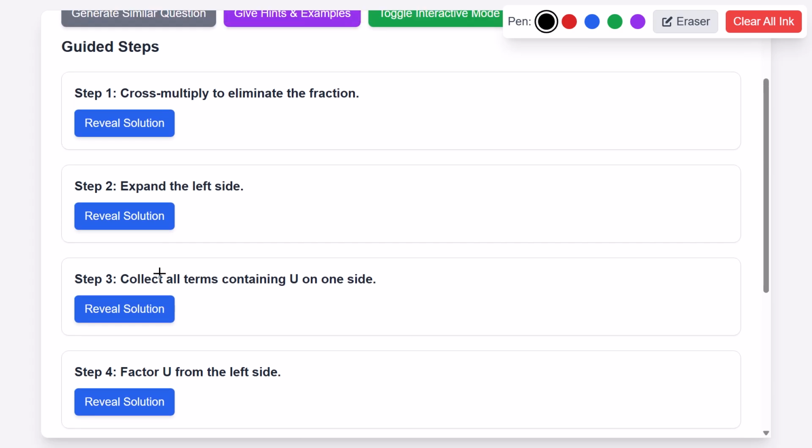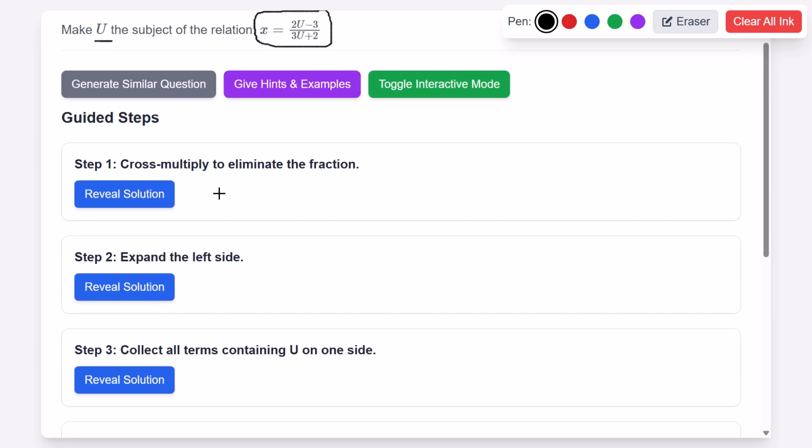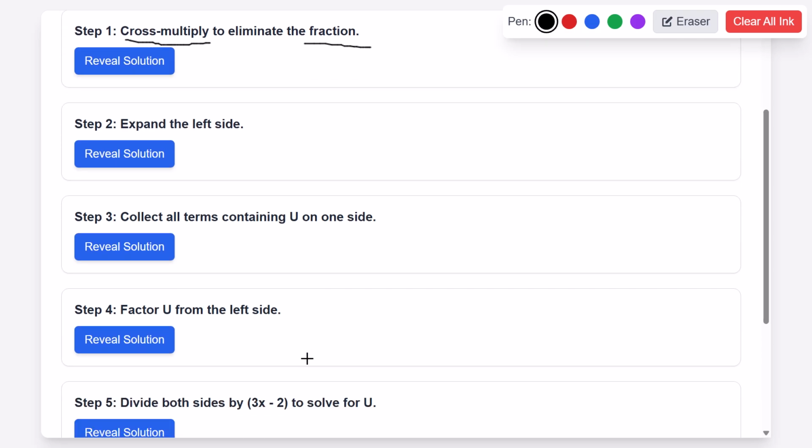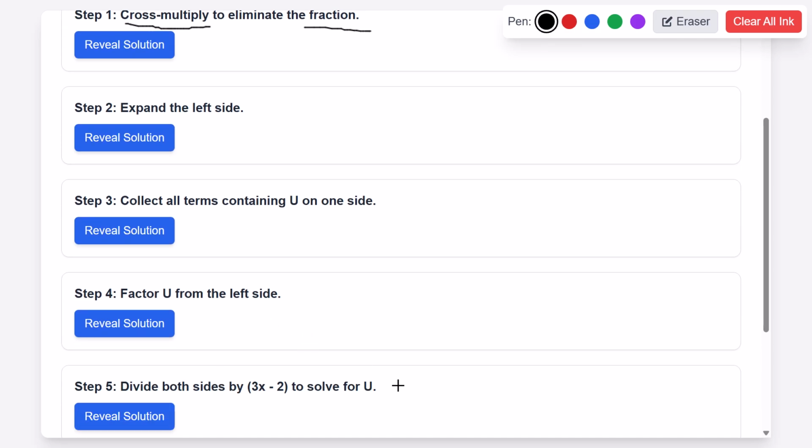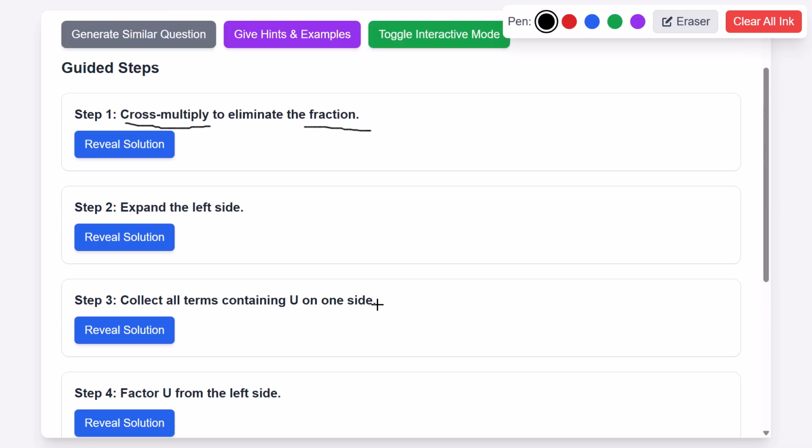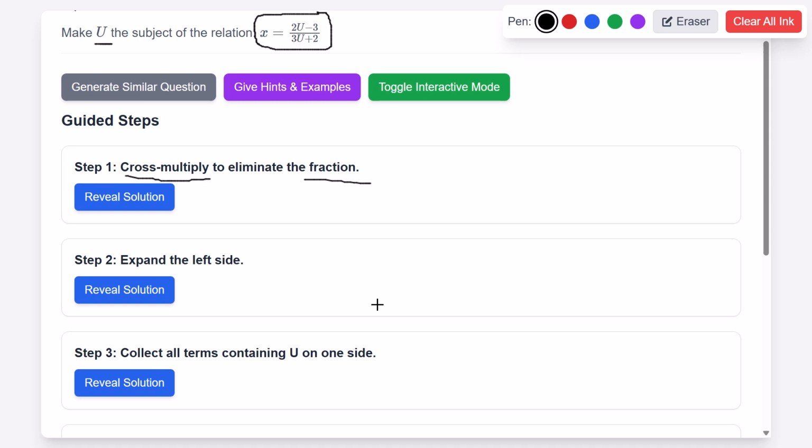So first we are to multiply through, or do our cross multiplication to eliminate the fraction. That is the first thing that we do. Then we expand the brackets, then we group all the u terms, then we can factor the u out, then we can divide by the coefficient of the u. So I will explain all these steps over here for us to get a better understanding. So with the first one, we are to do our cross multiplication.